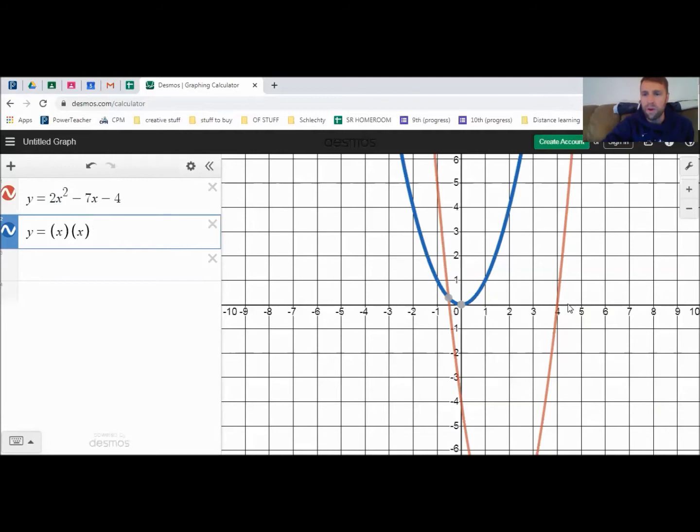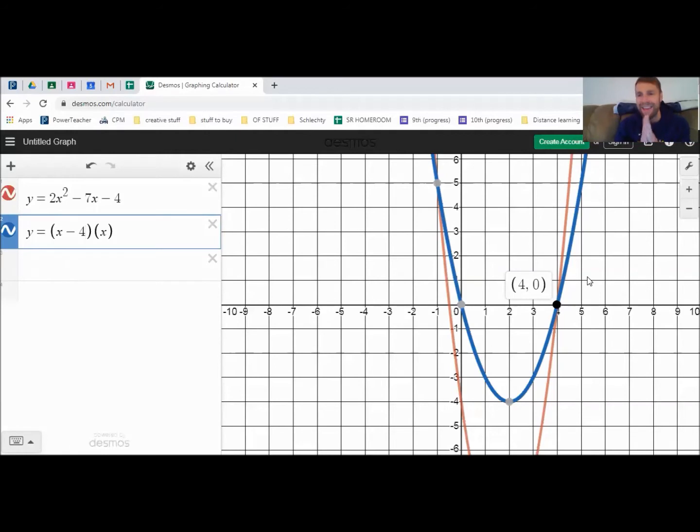So if we want +4 to be a key point, what we're going to do is put in x minus 4, and boom, you see that it goes through that 4. We got that part, right? Cool. So if we want +4 to happen in our factor, there's going to be a -4. Cool. Let's take a look at this one over here. This one over here is at -0.5.